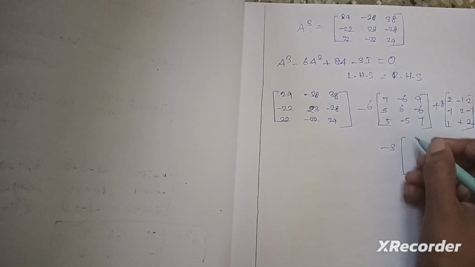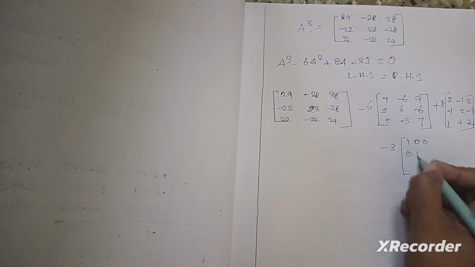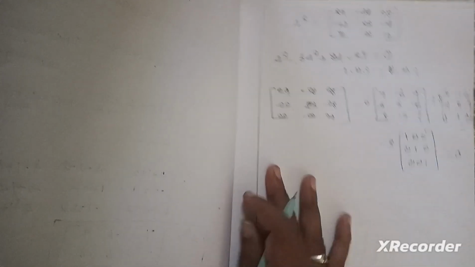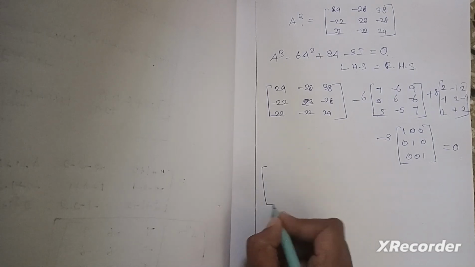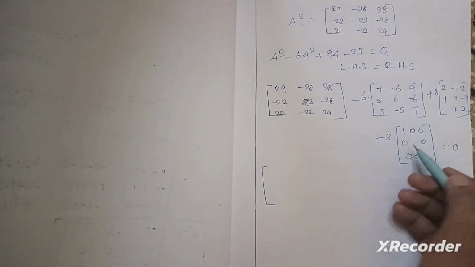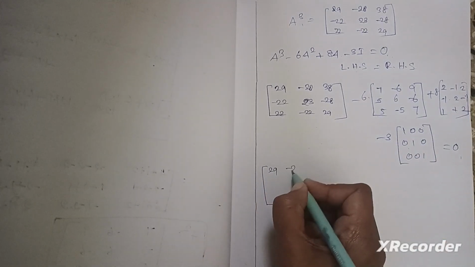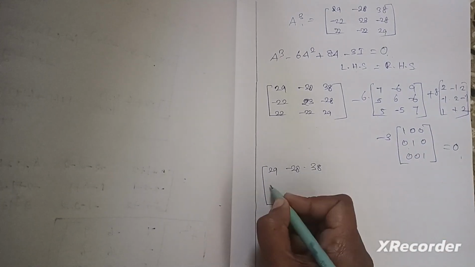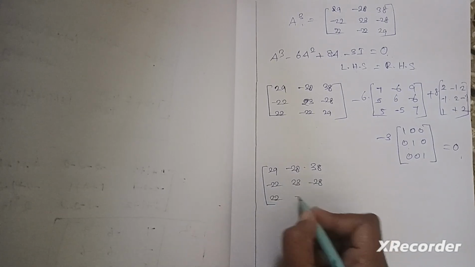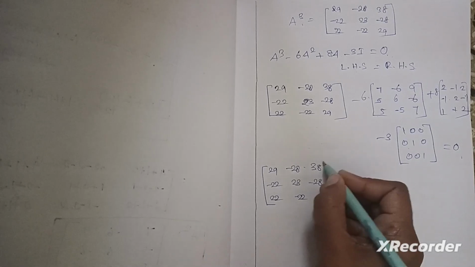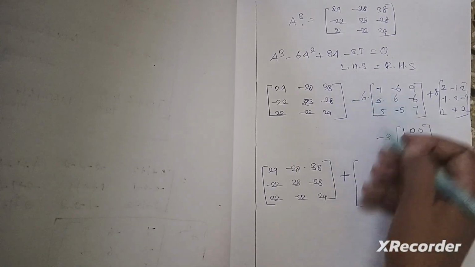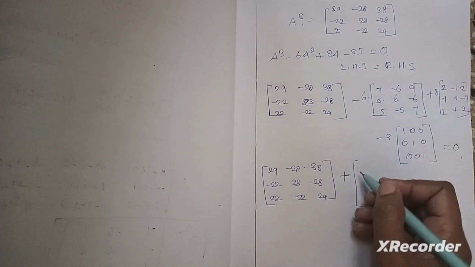What is the I? 1 0 0, 0 1 0, 0 0 1, is equal to 0. So which means we have to multiply into 6 into 8 minus 3. Okay, 29 minus 28, 38 minus 22, 23 minus 28, 22 minus 22, 29. So directly we have to plus into minus 6, multiplication inside minus 6.